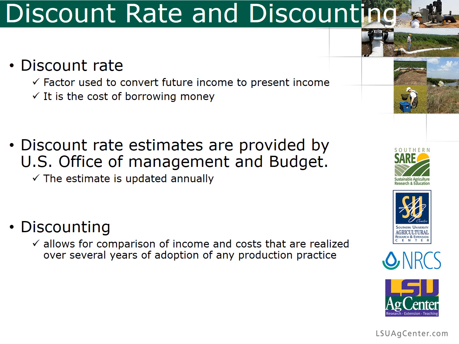So the optimal way to make that comparison is to convert those future returns to today's value so that the comparison provides a reasonable estimate of the benefits versus cost. That is why we use the factor called the discount rate to convert that future income into present income. The estimates for this discount rate are provided by the US Office of Management and Budget, and it is updated annually, and one can access that information on the internet. And as I said, the whole process of converting that future income to present income is called discounting, and that's what the last point on this slide refers to.